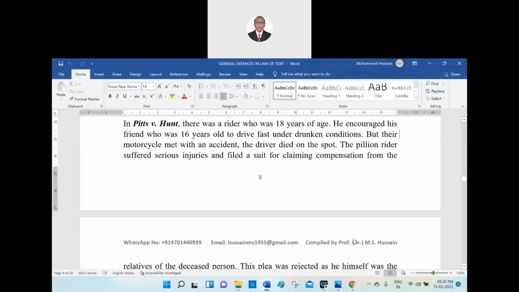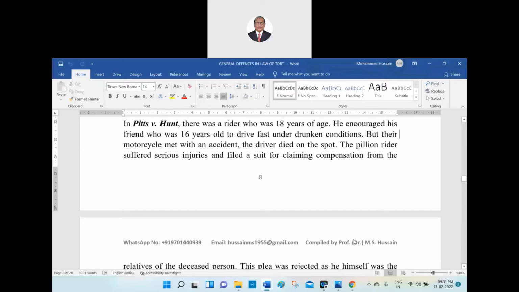Yes, sir. The plaintiff is the wrongdoer, because it is he who encouraged the person to drink more, and both are in a drunken condition. In the drunken condition, if you drive, what will happen? You lose the balance and you will meet with an accident. In the accident, the rider died on the spot, but the pillion rider got the injuries.